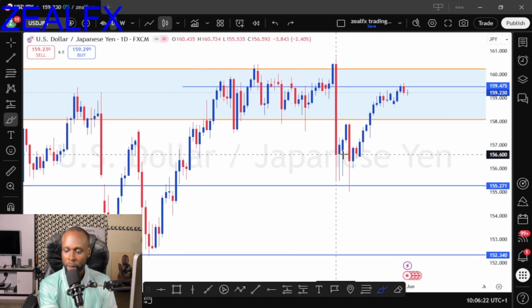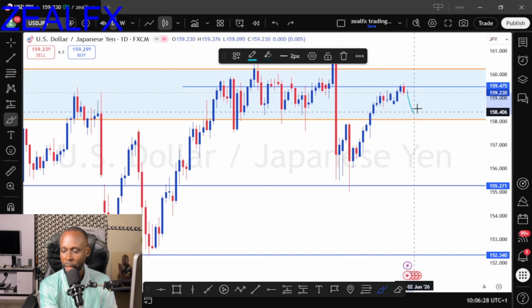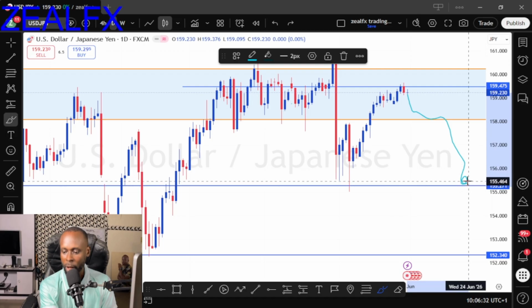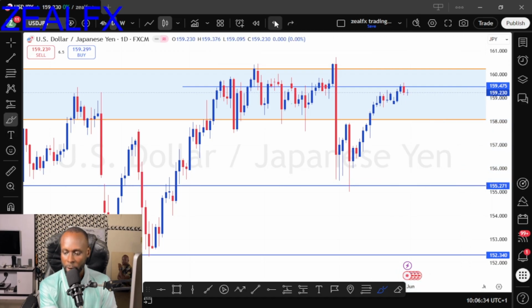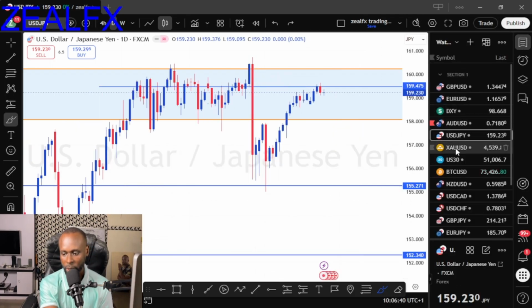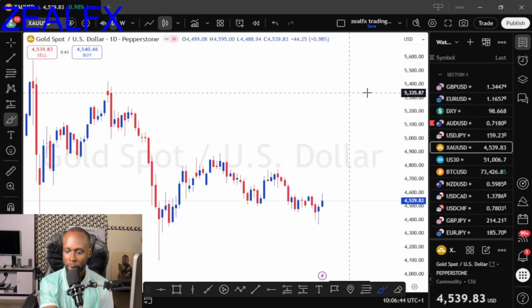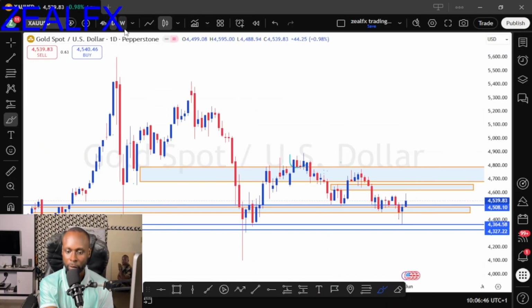But we need a series of lower highs for us to see strong bearish movement, which is we need price to break this level and start to create a series of lower highs for us to see price dropping to this weekly support area for the USDJPY. So let's look at the next pair, which is the gold USD. Let's start our analysis from the weekly time frame.